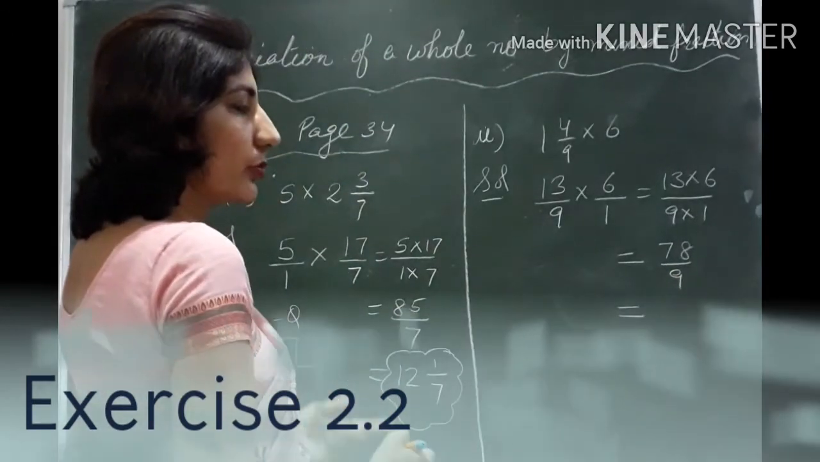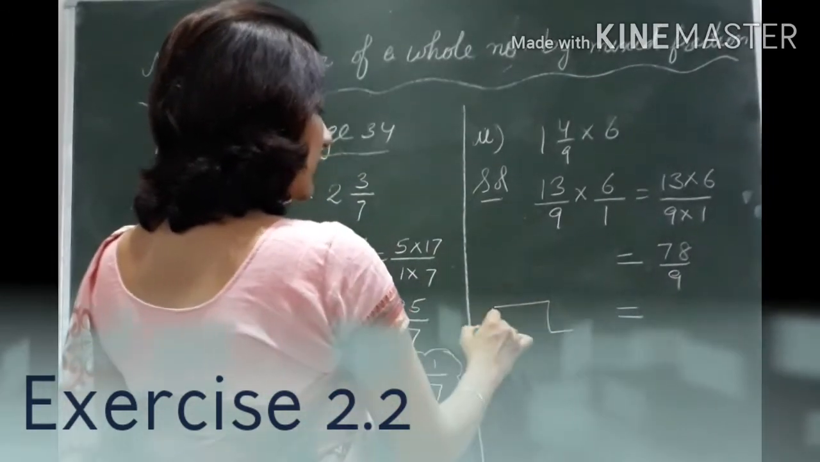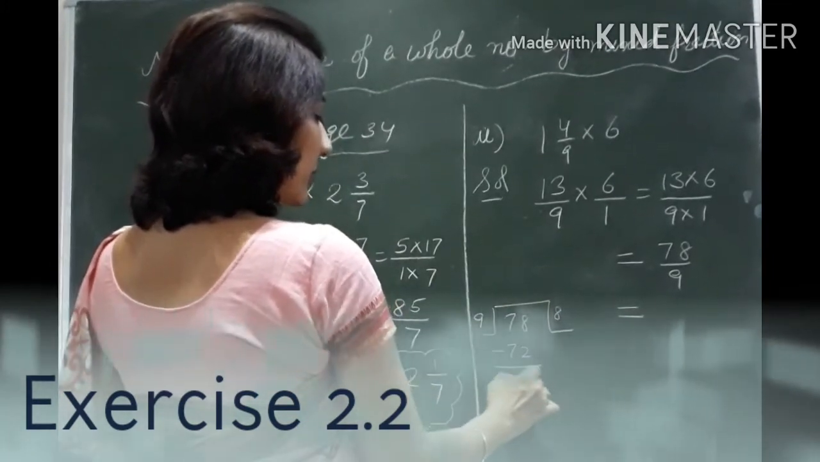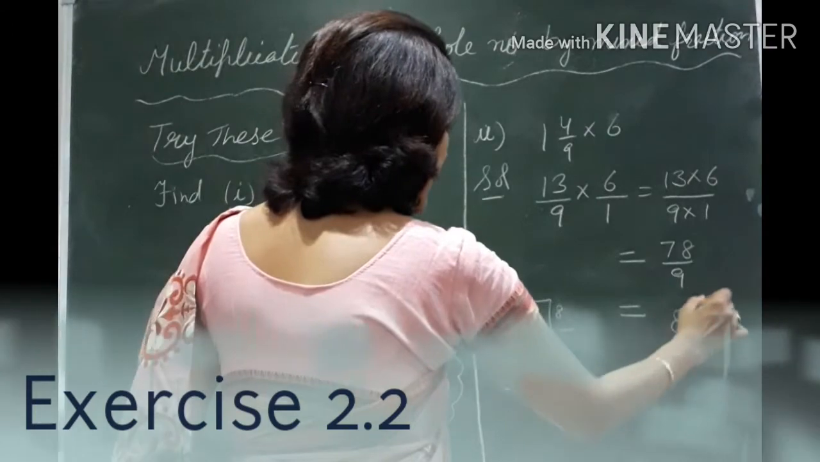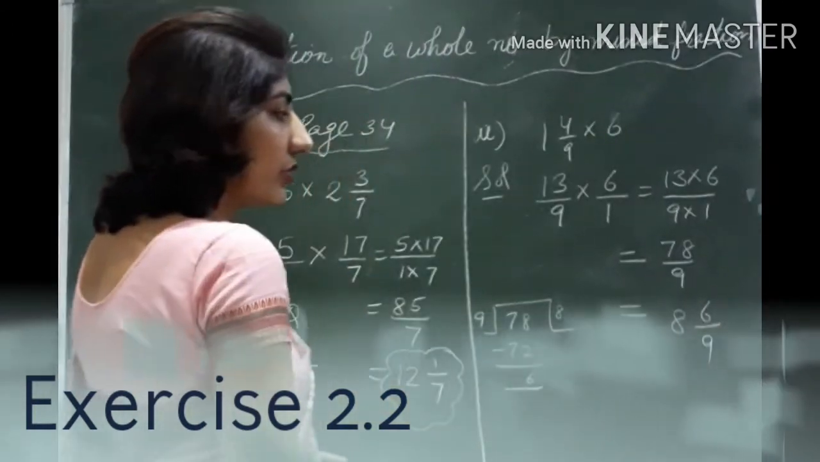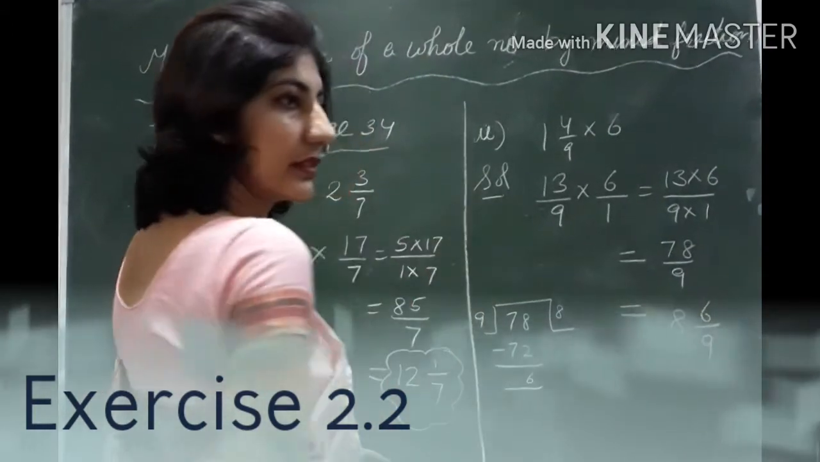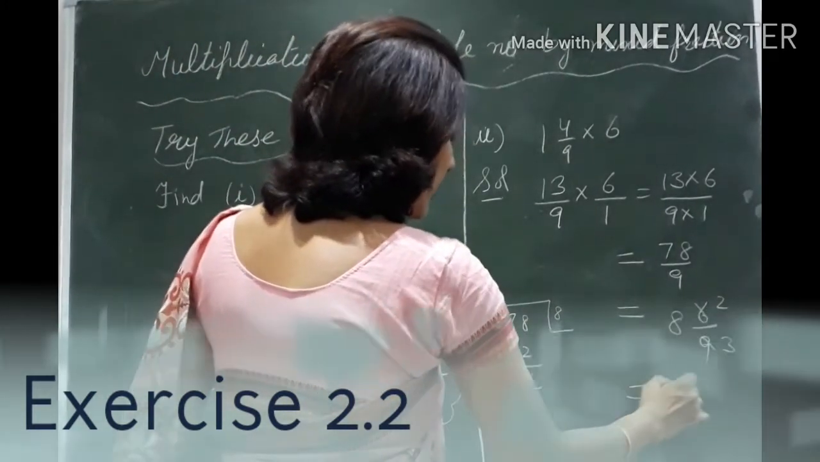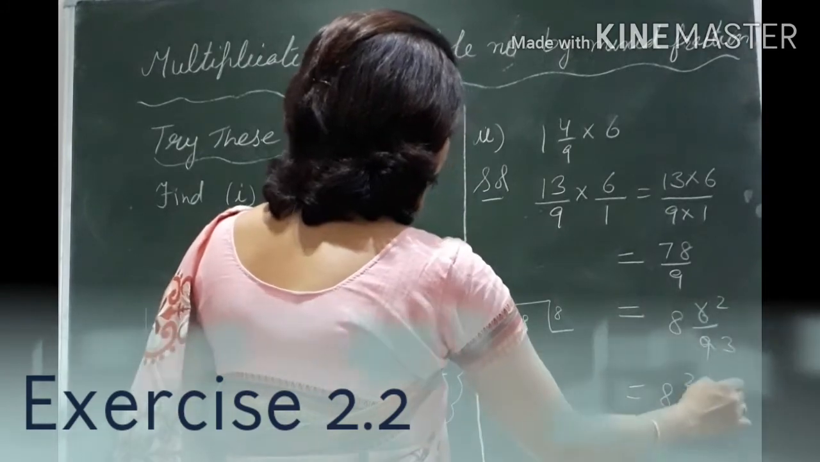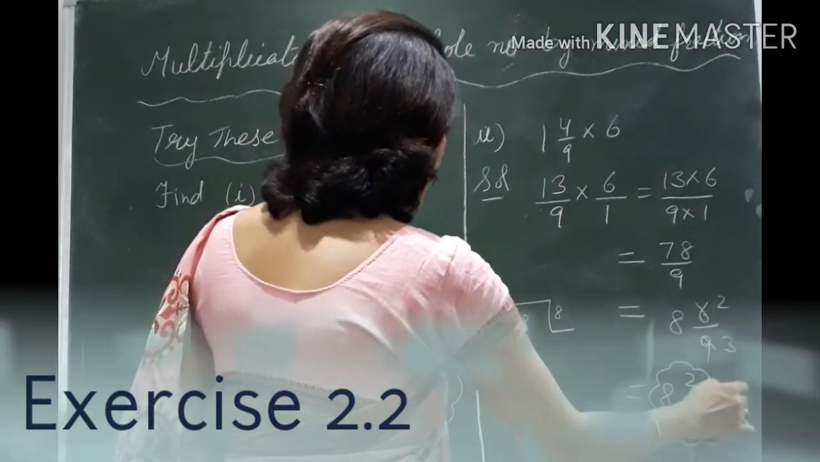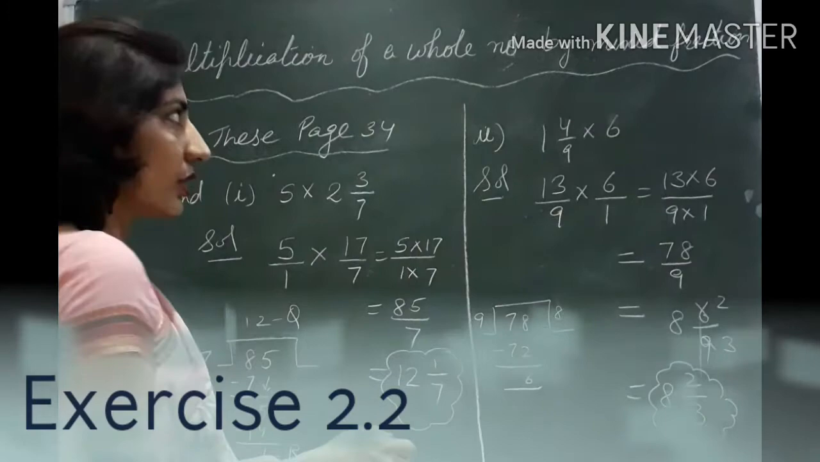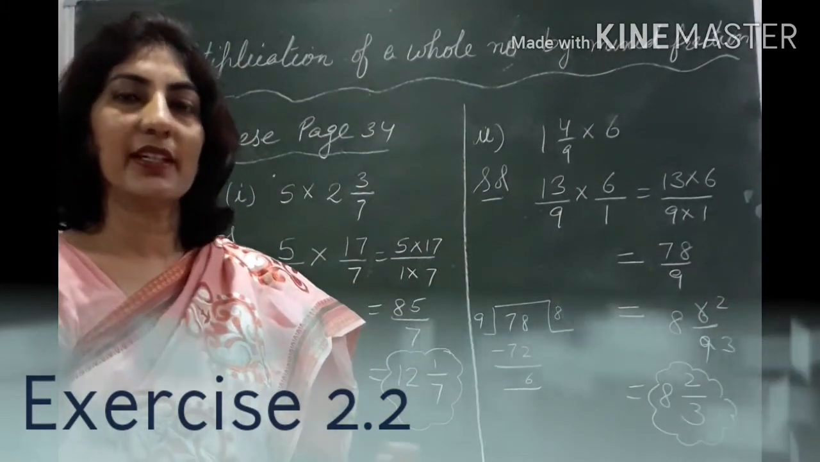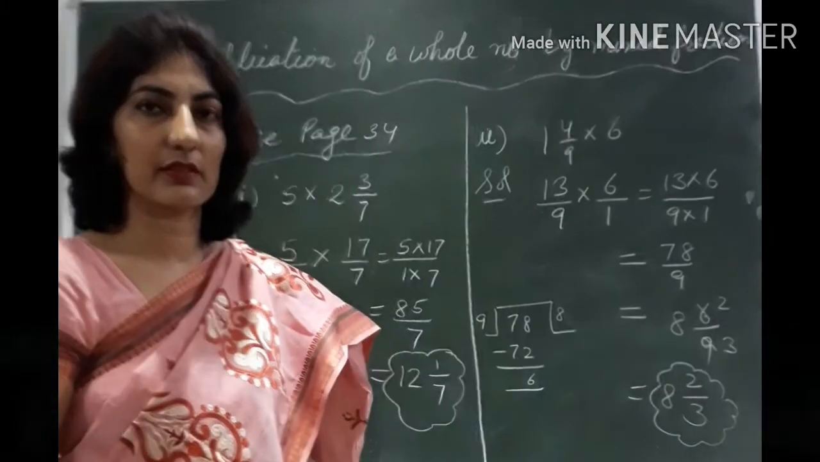Divide it and change it to mixed fraction. 78 you can divide by 9. 9 8s are 72. Remainder 6. So it is 8 6 upon 9. Now you can see this 6 and 9 can be cancelled by 3. 3 2s are 6. 3 3s are 9. So it will be 8 2 by 3. So you might have seen that multiplication of a whole number and mixed fraction is very simple. Change mixed fraction to improper and then follow the same process.